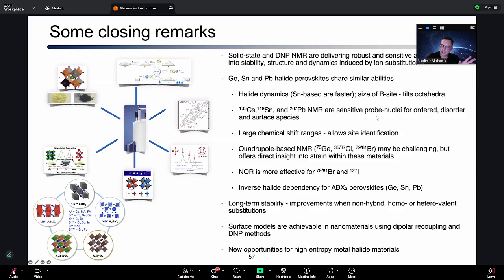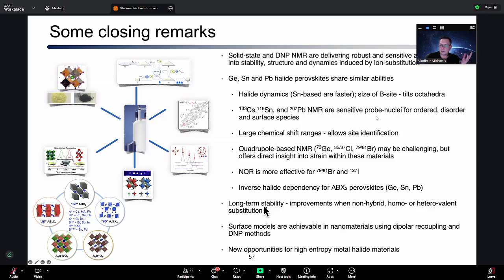Germanium is a very challenging nucleus, and I can talk about it more if you're interested. But you can go into the halogens. We've done chlorine, we've done bromine. We've also done NQR of bromine and iodine, and other groups have done this as well. We've demonstrated that if you have an NS2 system, you have an inverse halide dependency. And if you oxidize these materials and ionize those last 2 electrons, you have a normal halide dependency due to spin-orbit couplings.